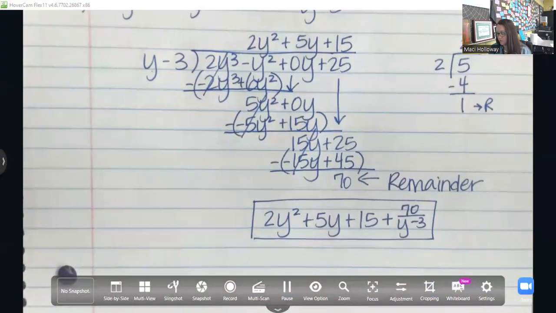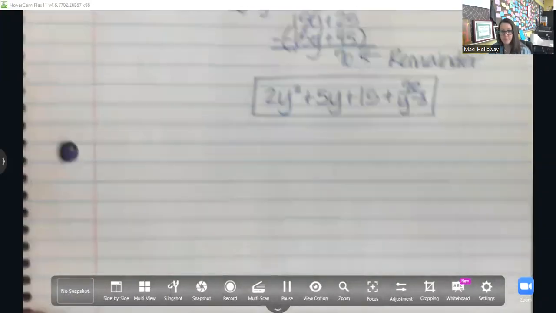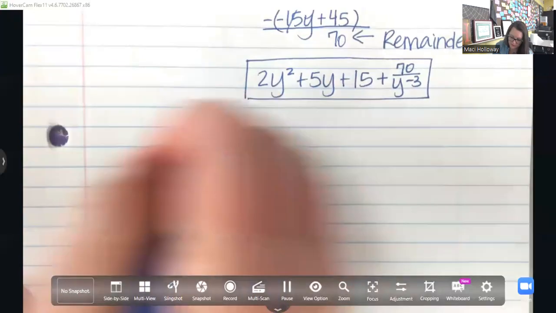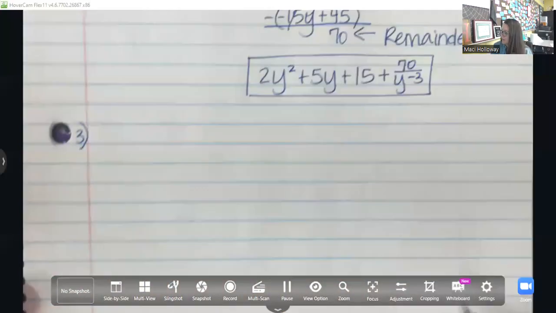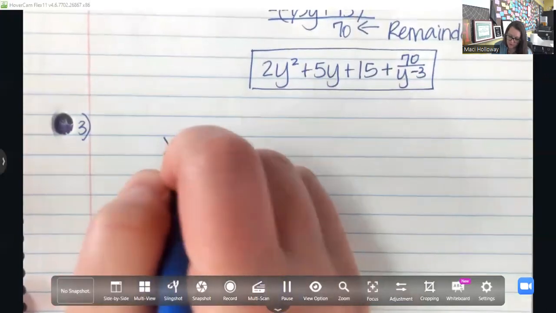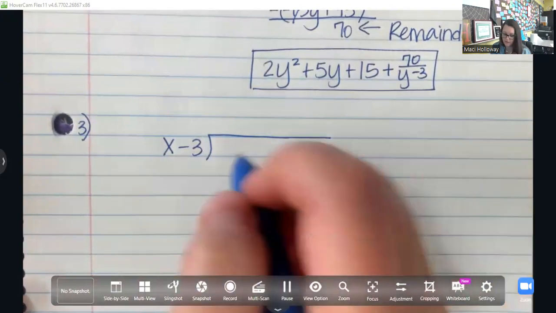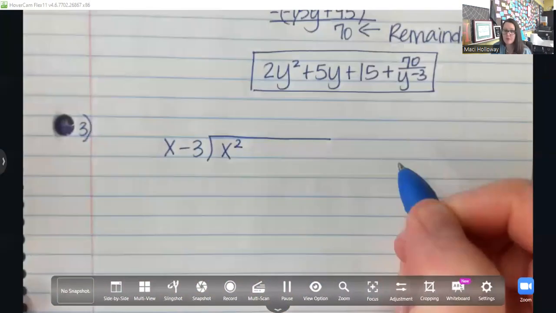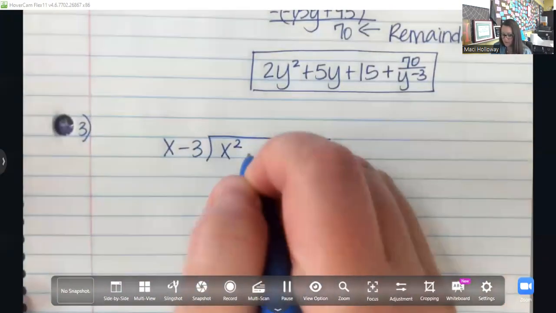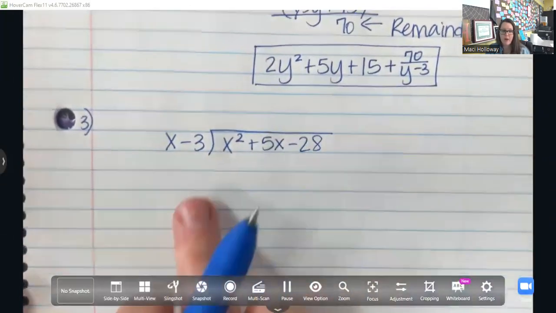So number 2, we're not going to do, so you can go ahead and X that out. And we'll move on to number 3. This one's a little bit less intense. So we're going to put our divisor, x minus 3, on the outside. We don't have to rearrange anything, and it has all of its terms. So we're going to put x squared plus 5x minus 28 and follow the same pattern.